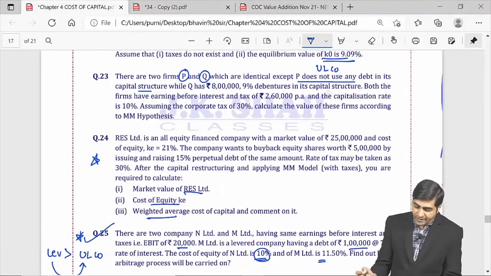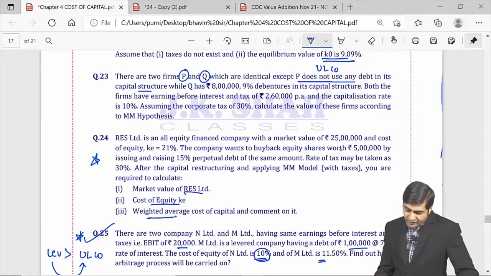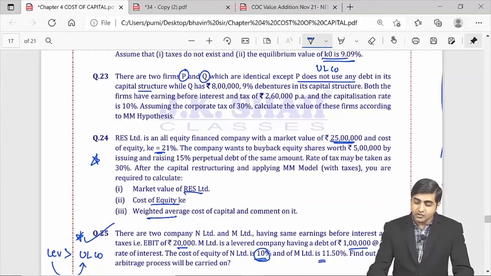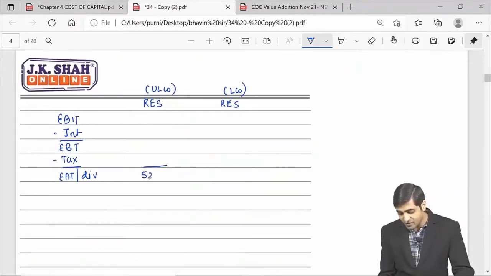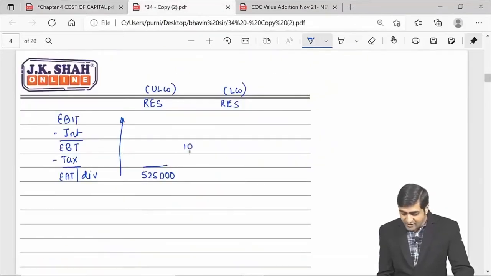Okay. And in this particular case, we have your market value of equity, which is 25 lakhs, and KE is 21%. So 25 lakhs into 21% will actually give you 5,25,000, which is nothing but this particular dividends. We have to go reverse. Okay. Now guys, the tax rate is nothing but your 30%. So if this is 100, this is 30. So this will be 70.